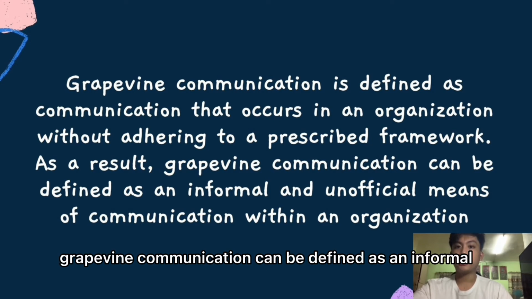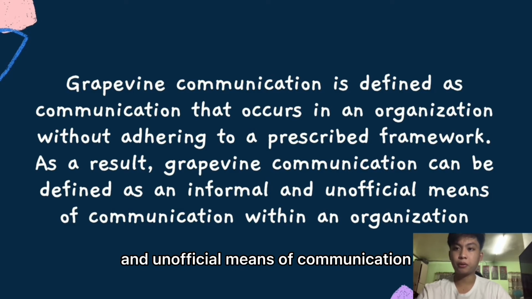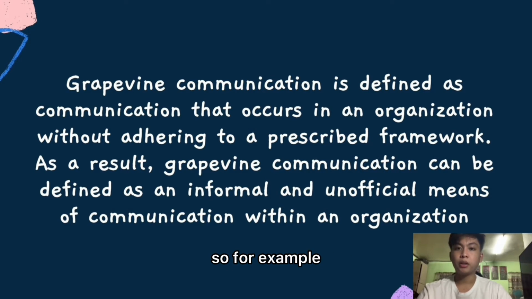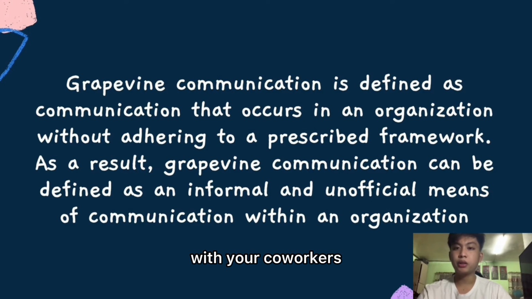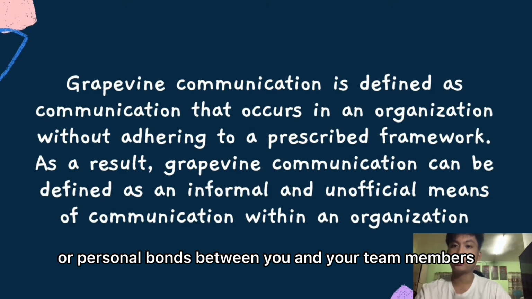As a result, grapevine communication can be defined as an informal and unofficial means of communication within an organization. So, for example, considering the lunch meetings you have with your coworkers, during these moments, the conversation is about your work, but it is informal and forms informal or personal bonds between you and your team members.